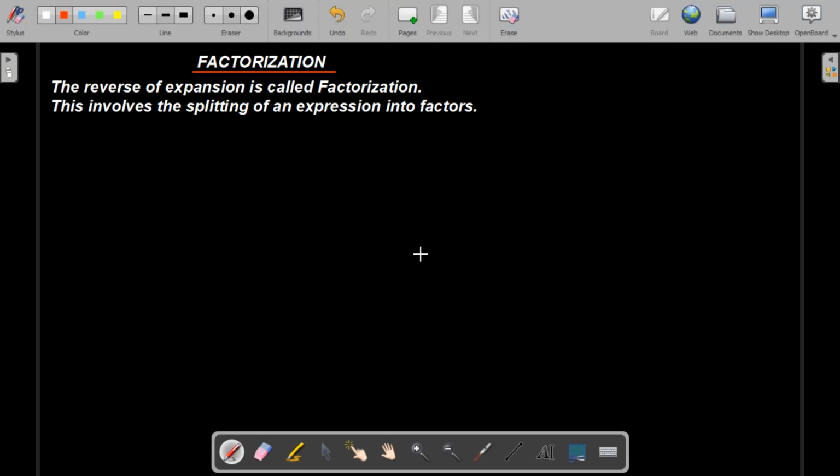Now we usually split the expression into factors. What is a factor? A factor is a number which goes into a given number without leaving a remainder. That is what we call a factor. So in this factorization, we're going to talk about quite a number of examples, and we are going to start with the examples.